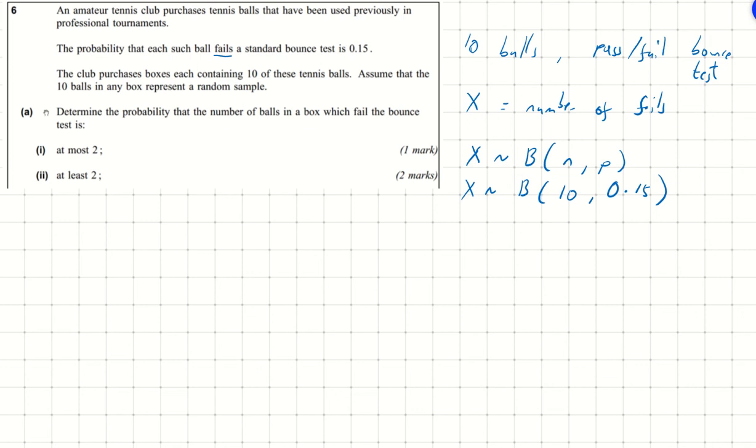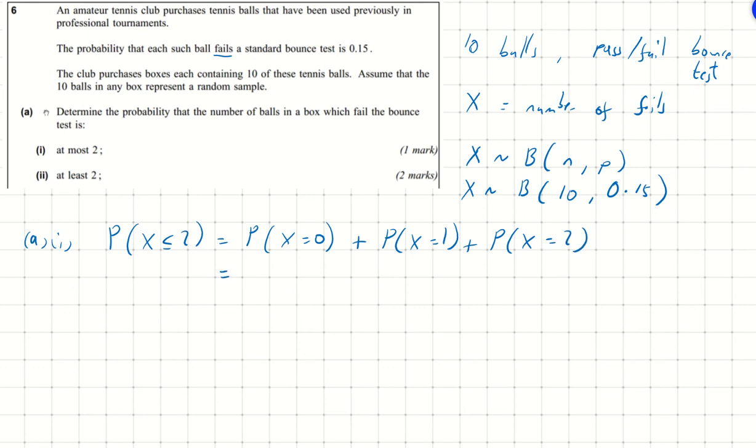Okay. So let's have a look at this question. We have to see if the number of balls which fail is at most 2. So at most 2, we're looking for the probability that x is less than or equal to 2, which is the probability that x equals 0, or the probability that x equals 1, or the probability that x equals 2.